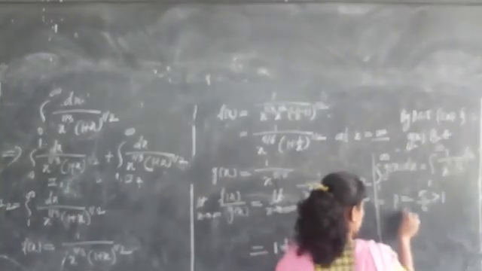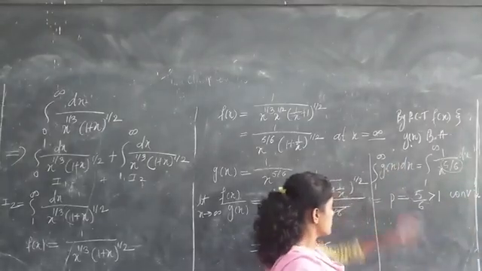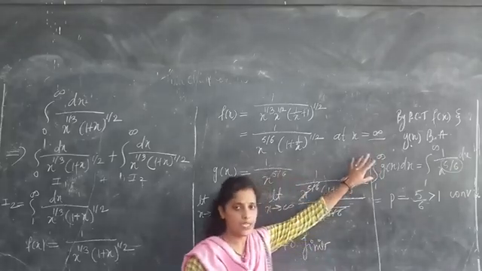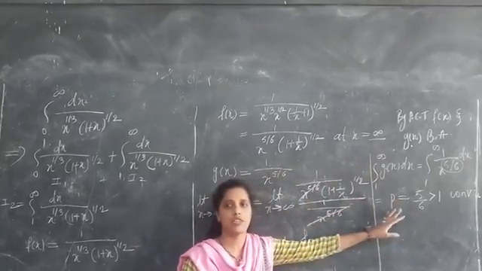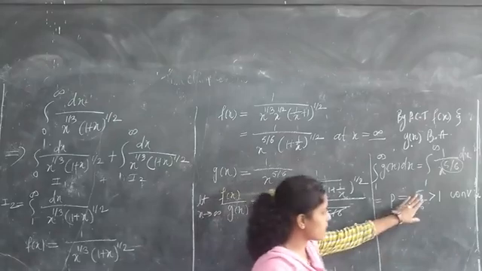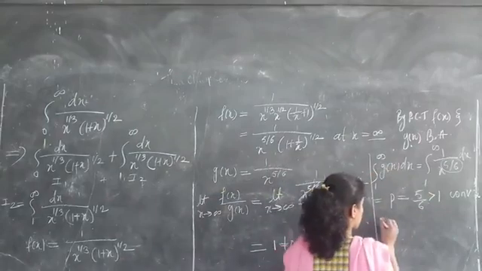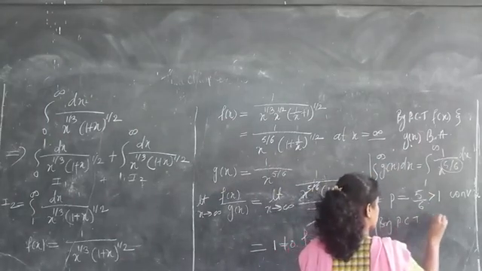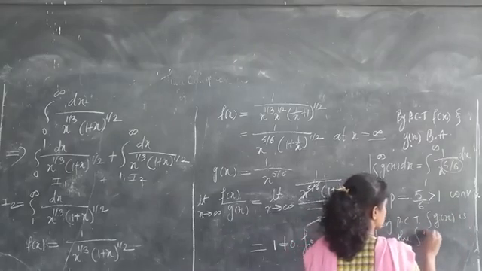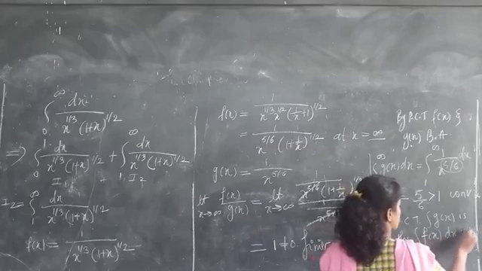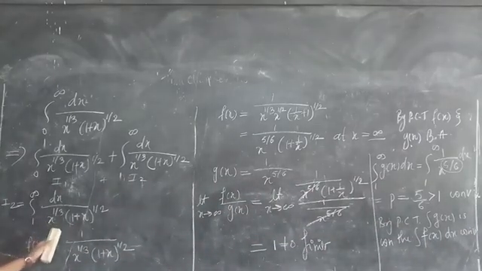So this integral is convergent. Why? Because this is an improper integral of the first kind, and in the first kind, if p is greater than 1 it converges, and if p is less than or equal to 1 it diverges. So 5 by 6 is less than 1, therefore g of x diverges. So by the limit comparison test, if the integral of g of x converges, then the integral of f of x dx converges.